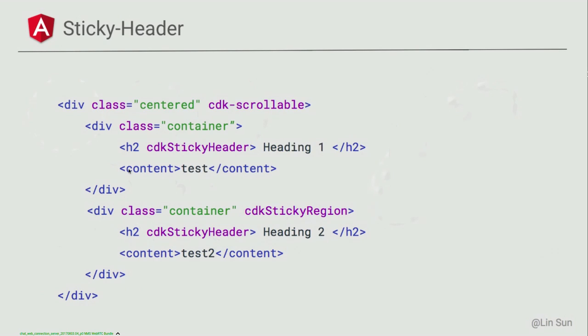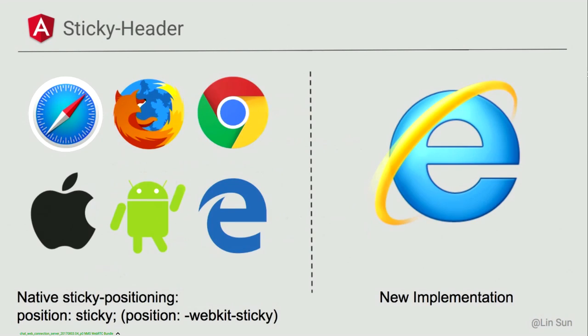So you must define a sticky region for each sticky header. For the implementation, we have two parts. The first part is for those platforms that support the browser's native sticky positioning, which makes the implementation much easier. We just need to apply position sticky or position WebKit sticky to the header. And here's the problem: IE does not support it, right? So you have to have another implementation for that.